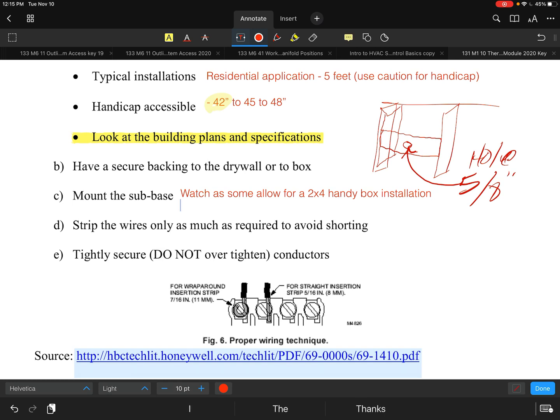But you always watch the sub base, always look for the sub base. Typically, and I'm going to put on there, requires leveling. Now, they don't normally require leveling, and I'm going to put a note: it's not for operation, but for looks. So it's really more about the cosmetics.